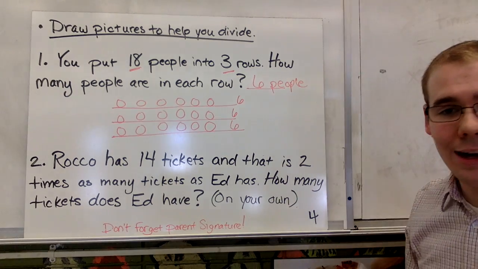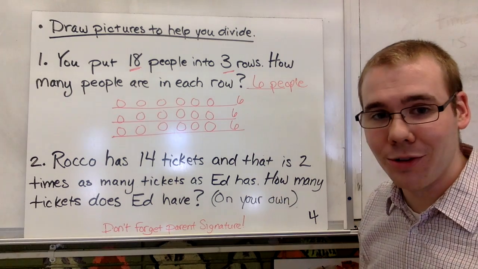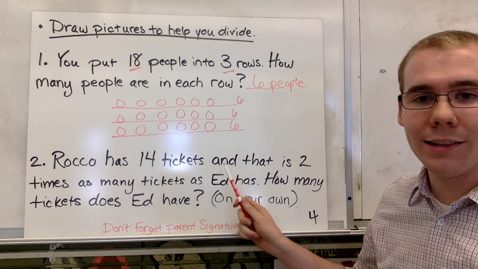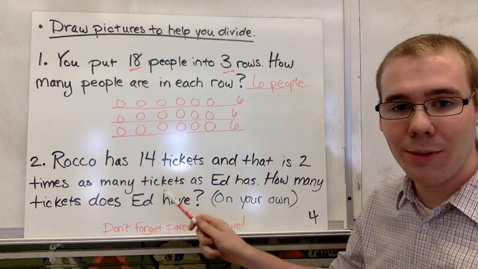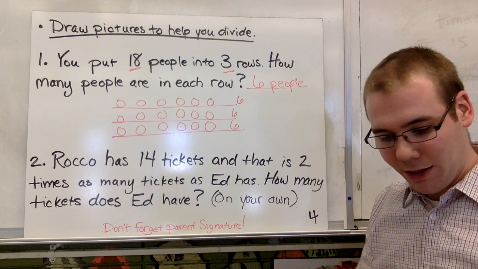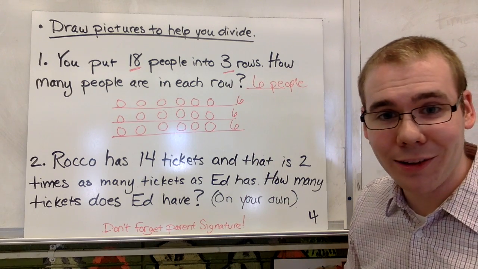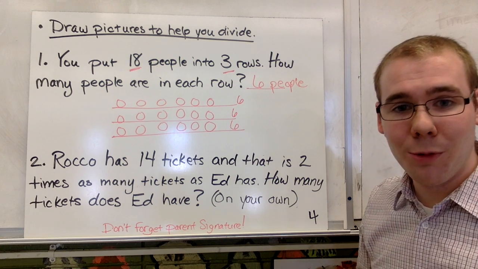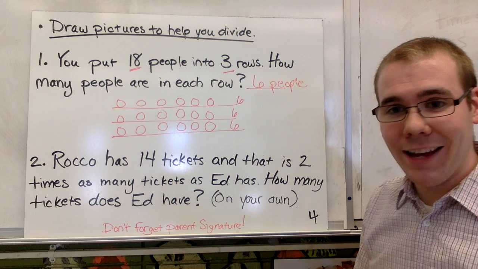Now, number 2, I'm completely confident that you know how to do this and you can do it on your own already. So, number 2, Rocco has 14 tickets, and that is 2 times as many tickets as Ed has. How many tickets does Ed have? Now, they use the word times there, so we know that's a little multiplication. The question is going to be 14 divided by 2. I need you to figure that out on your own.